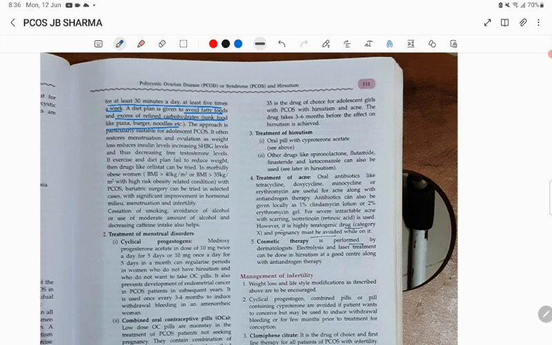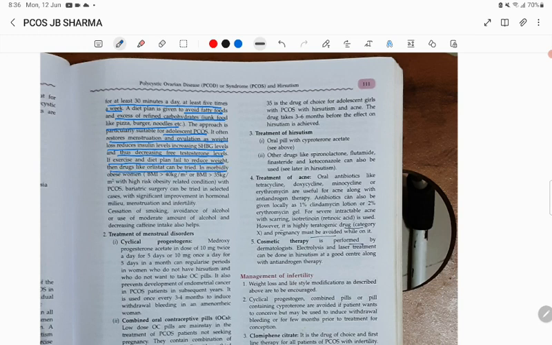This is particularly suitable for adolescent patients. It often restores menstruation and ovulation as weight is lost, reduces the insulin level, and increases sex hormone binding globulin level, thus decreasing free testosterone level. If exercise and diet plan fail to reduce weight, then a drug like orlistat can be tried.